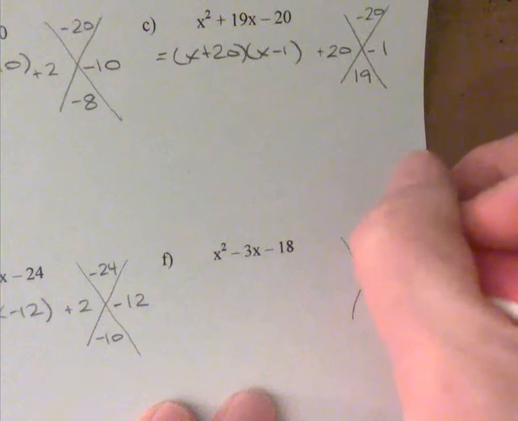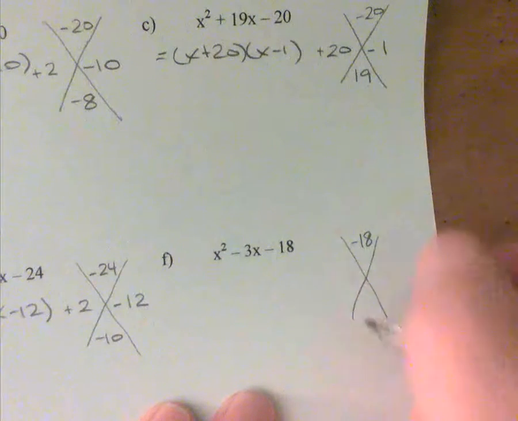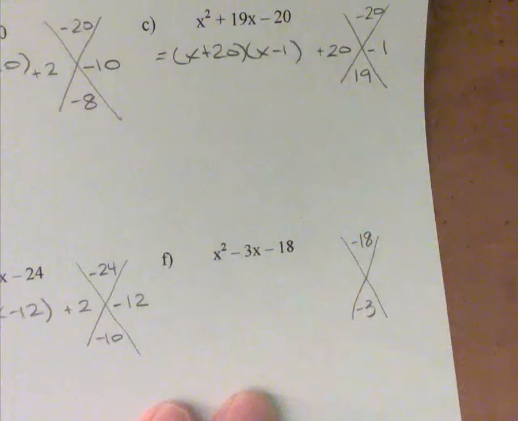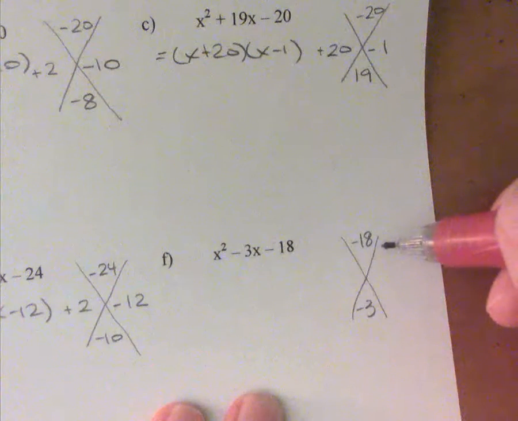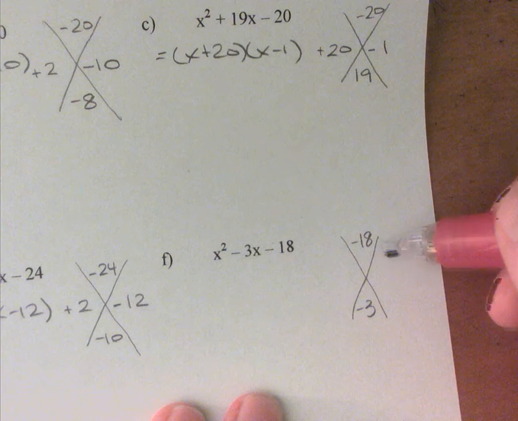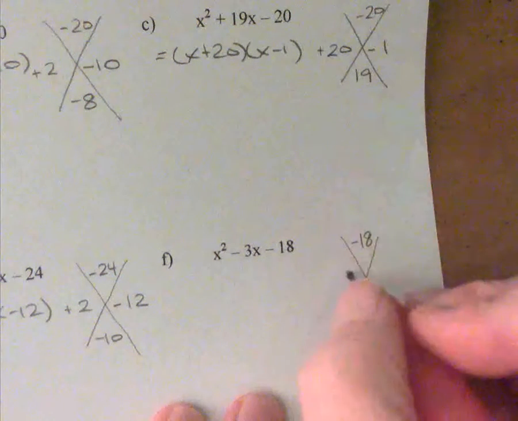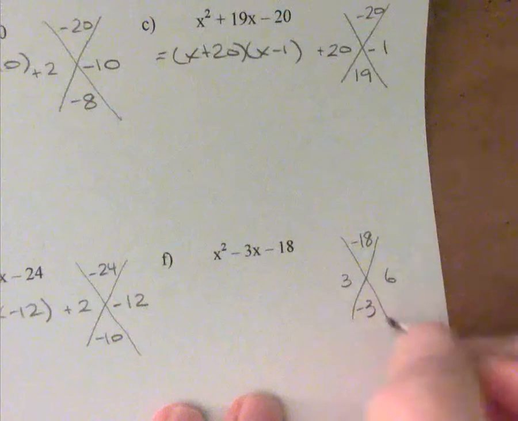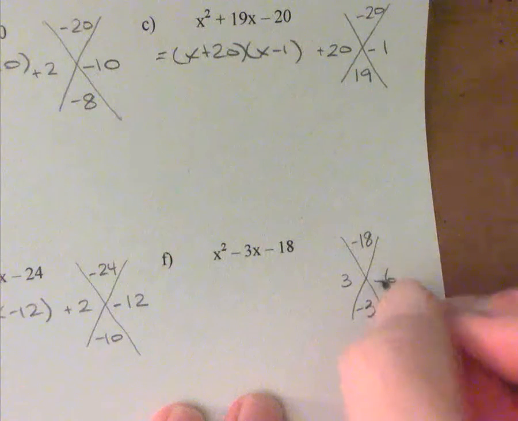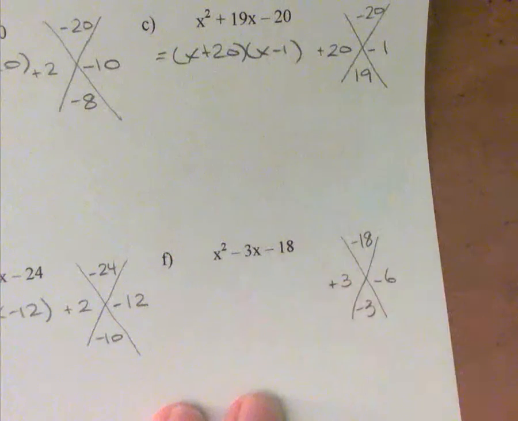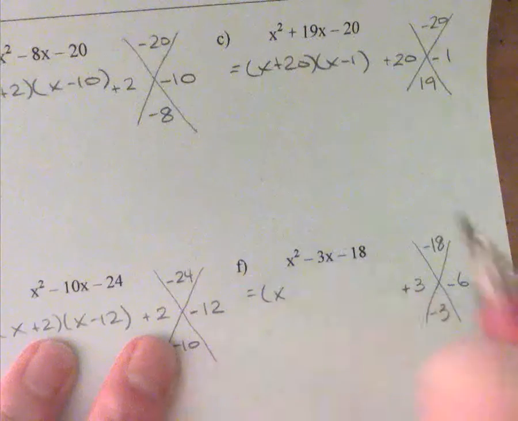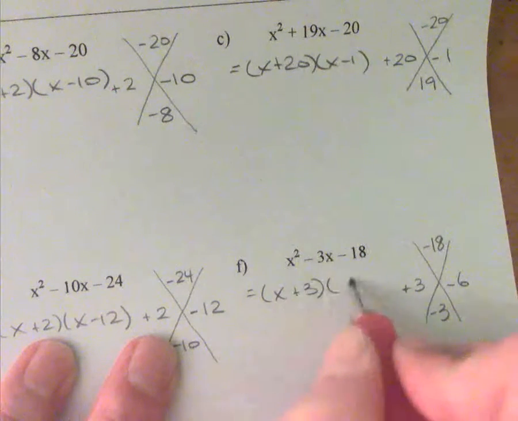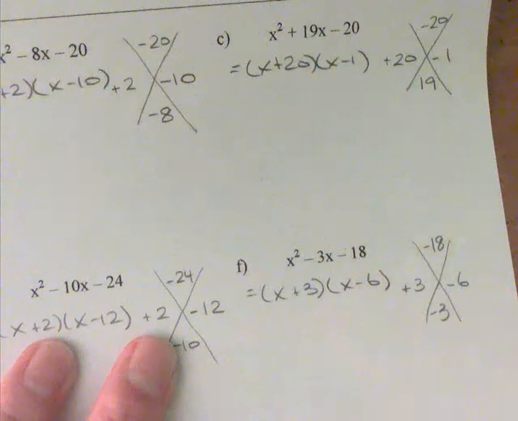So I have to multiply to minus 18 and add to minus 3. So I have 1 and 18, 2 and 9, and 3 and 6. I have to get to minus 3, so I'm going to do 3 and 6. 6 will have to be negative to get to minus 3, and the 3 will have to be positive. So I'll have x plus 3 and x minus 6.